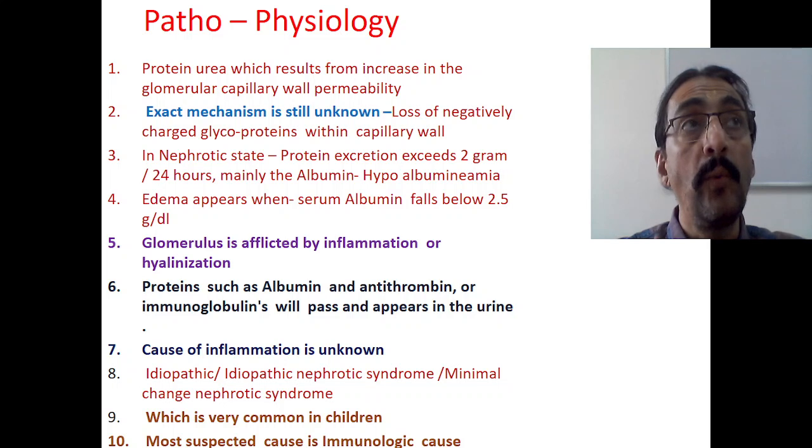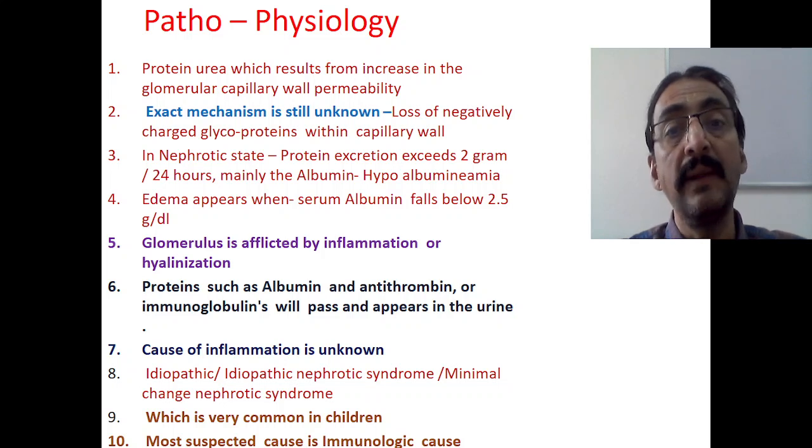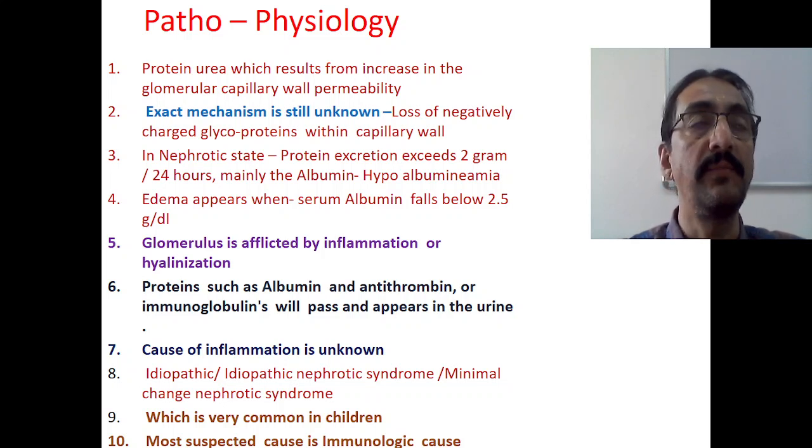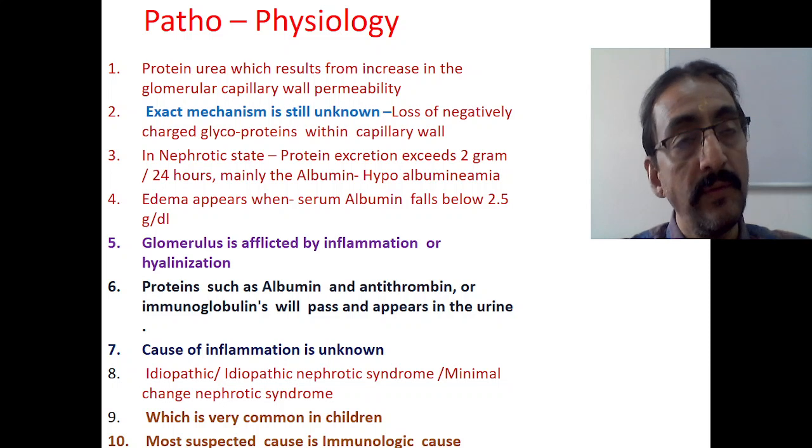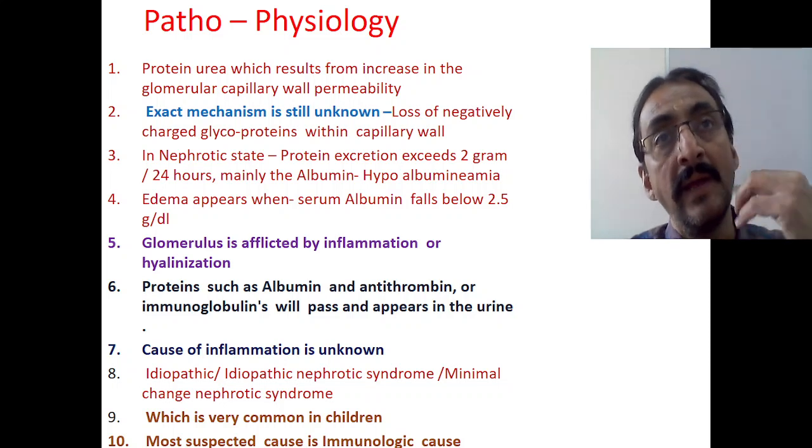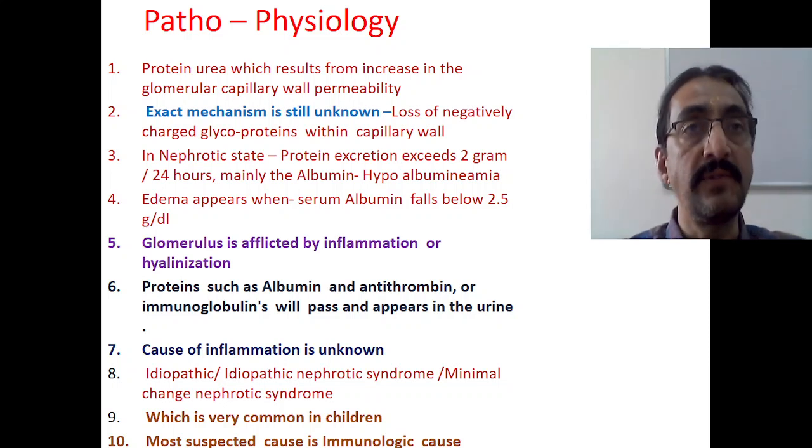Edema appears when the serum albumin level falls below 2.5 grams per deciliter. Because of this proteinuria, albuminuria, the albumin amount in the blood comes down. When the albumin amount comes down below 2.5 grams per deciliter, there will usually be commencement of the edema. So the glomerulus is affected by inflammation or hyalinization.